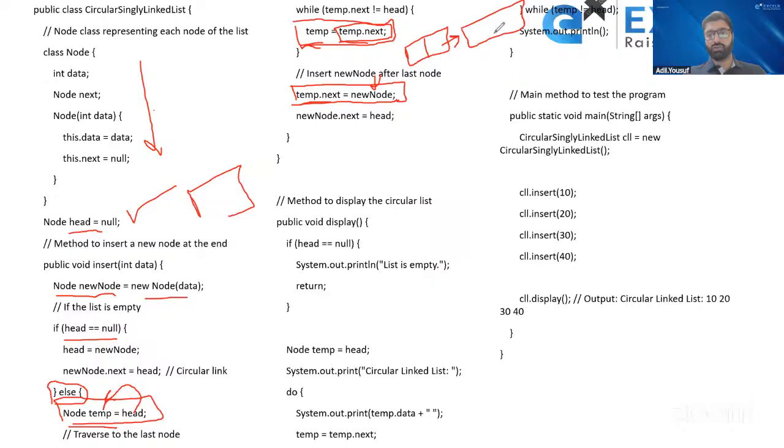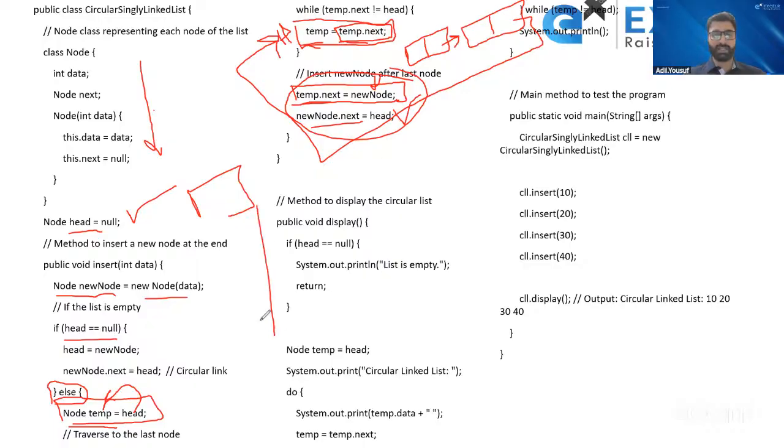So what will this new node's next become? It will become the head of the list, meaning new node dot next will become head. With these two statements, we are actually inserting a new node into the list. So how do we display this result then? See, with this property, what will happen? Actually, this is maintaining the circular property.